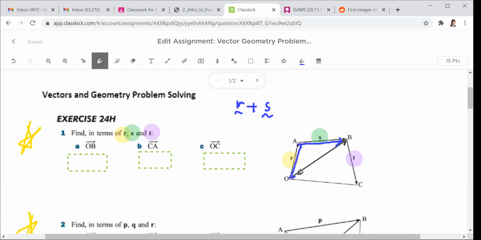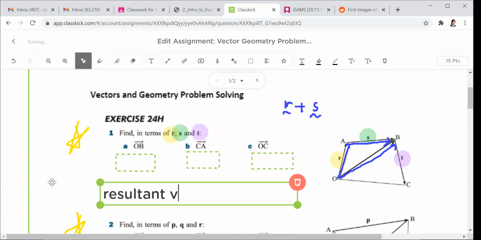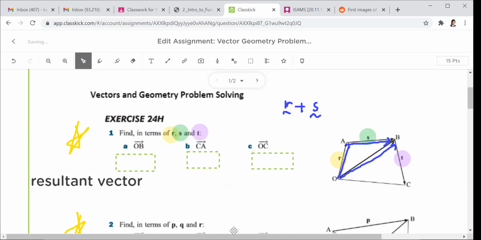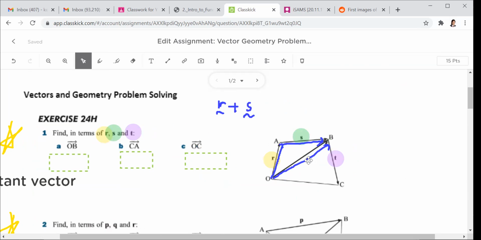Do you remember we're doing this? So that means that this line OB is the, what did we call it? Starts with an R, which is confusing because I already have R on the page. OB is the resultant vector. Which simply means, in fact, that the answer to this question is R plus S. Okay, so the vector OB equals R plus S.